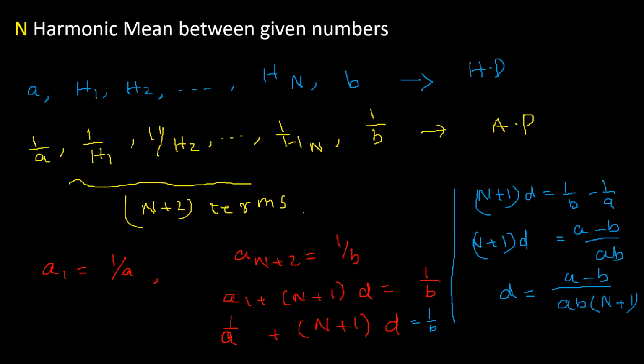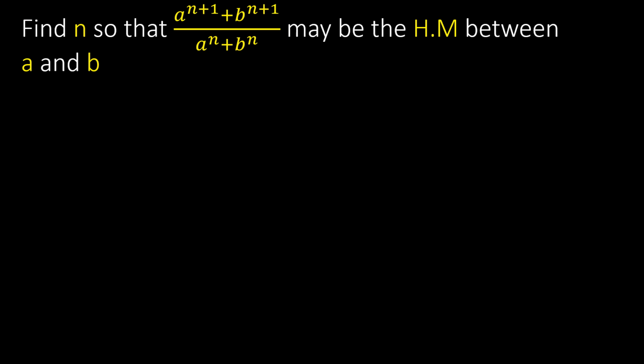So simply by adding this D to A, and i times D to A, we can get all Hi's for i from 1 to n. We can get all the harmonic means.